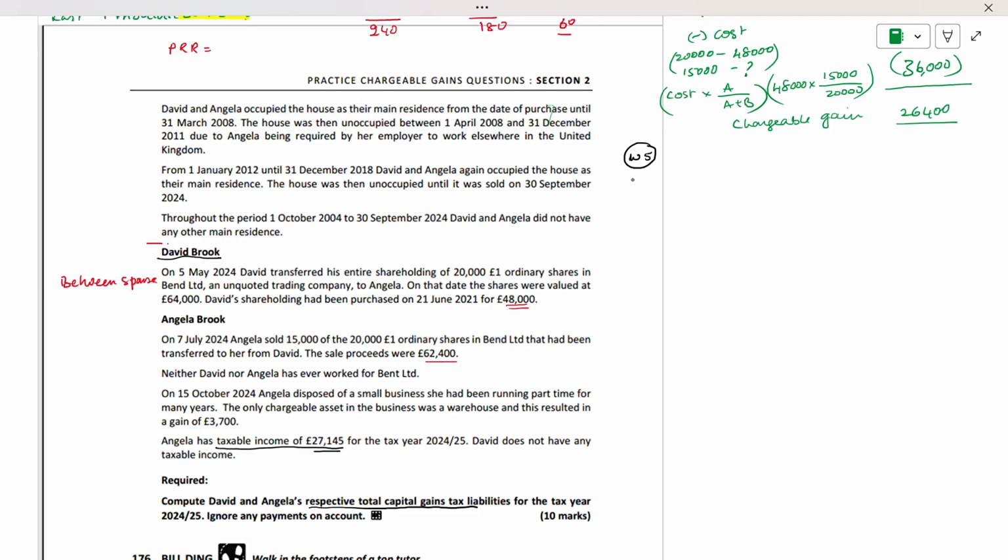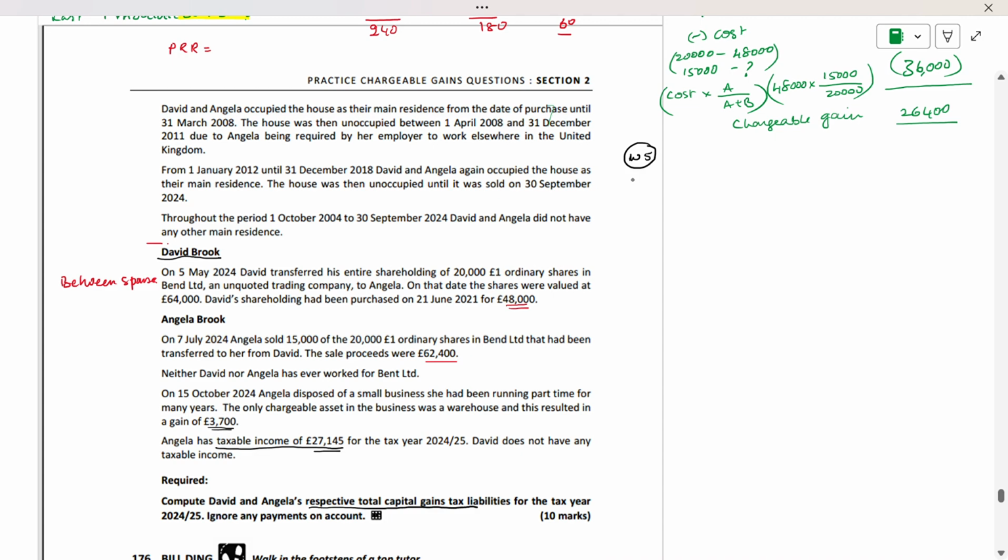Taxable income is 27,145. Okay, so minus 37,700. Good, 10,555 under basic. Yes. And the remaining will come under the CGT payable. The remaining will be at the higher rate. And what will we do with respect to the gains?